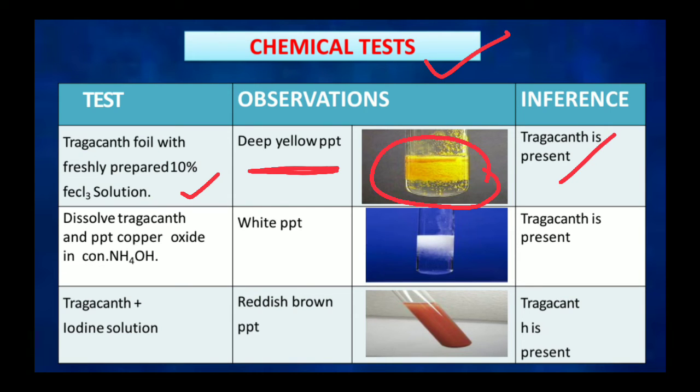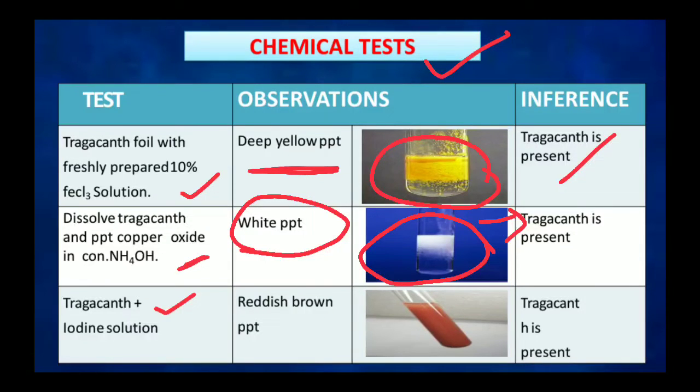You dissolve tragacanth and precipitate of copper oxide in concentrated ammonium hydroxide. It again gives a white precipitate like this, then tragacanth is present. If you take tragacanth solution along with iodine solution, an intense reddish brown precipitate is obtained like this. The precipitate appears like this, then tragacanth is present.